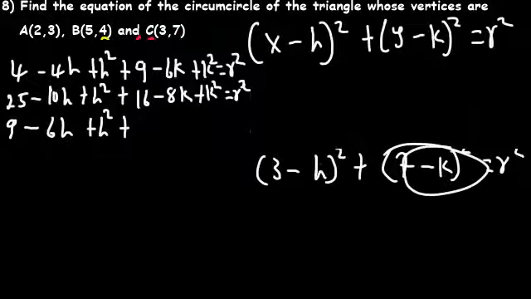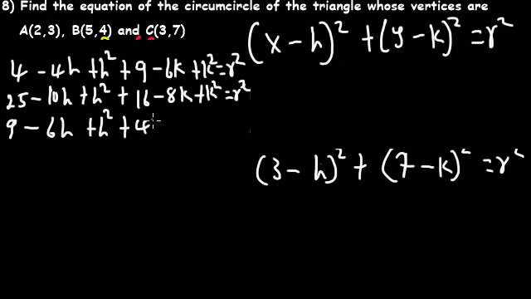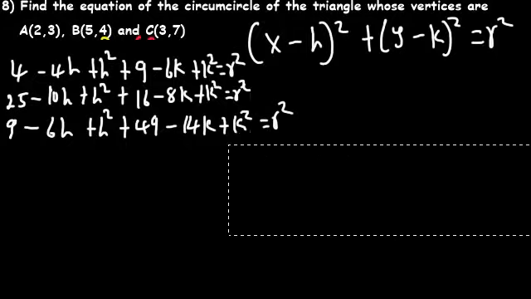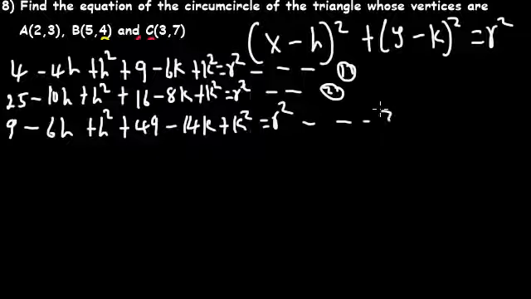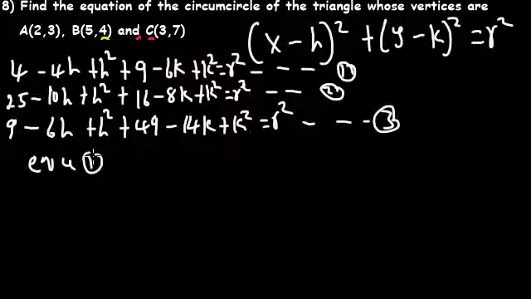Then 7 minus k squared, that's plus 49. 7 squared is 49. 7 times k is minus 7k, then plus minus 7k, that's minus 14k. Okay, then plus k squared equals r squared. Now let this one be equation 1, this one equation 2, and this one equation 3. Equation 1 minus equation 2.